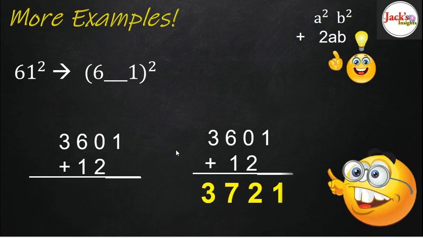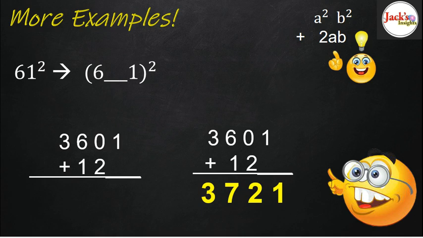Now perform the operation, we have 1. And 0 plus 2 is 2. 6 plus 1 is 7. Bring down 3. So the square of 61 is 3,721. Okay? So daga na examples to prove that the concept is really applicable to all two-digit numbers.